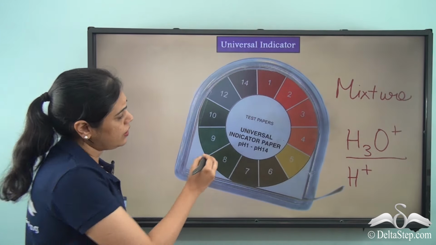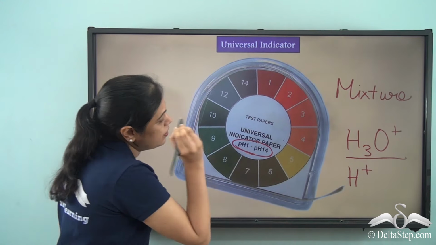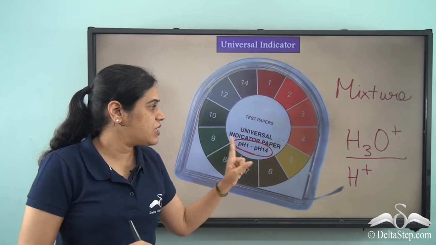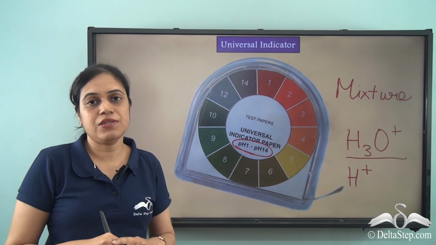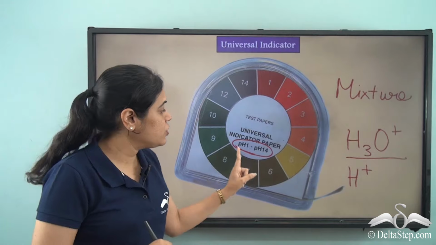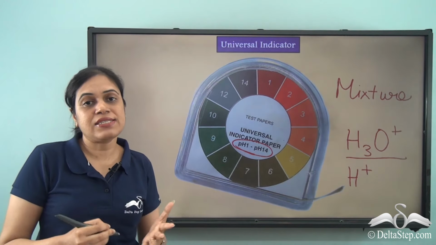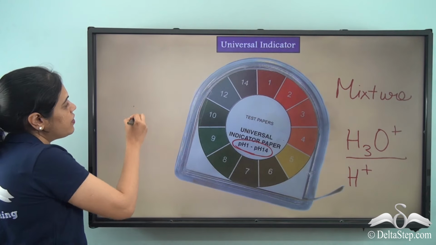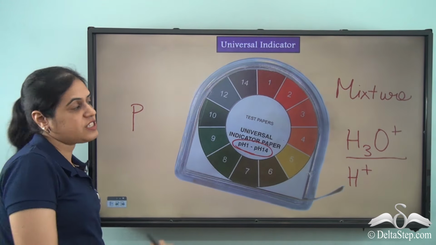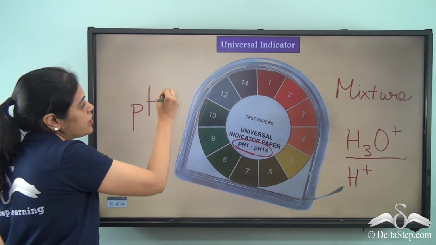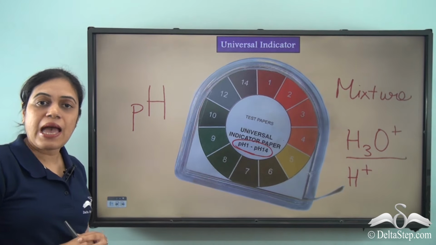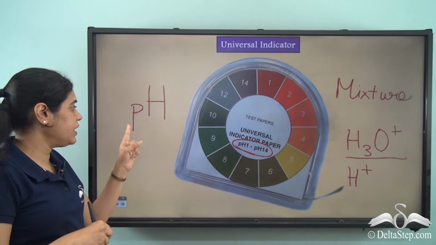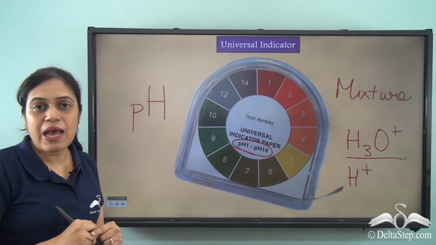Now, you can see a term, pH. pH is used to denote how acidic or how basic a substance is. Observe that p is written in small and H is written in capital. This is how you will always write pH: p in small and H in capital.